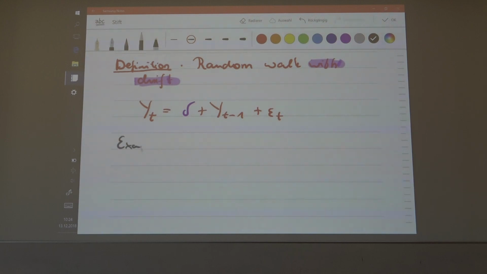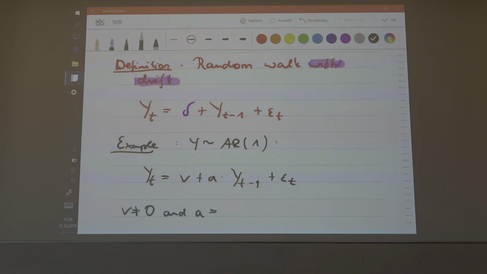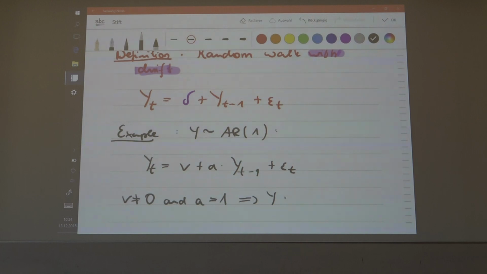So just an example, let's say you have y, okay? So let's say y is an autoregressive process, the first order autoregressive process, basically the same thing. So you have a constant plus a times y_{t-1} plus the noise. And here, of course, the constant is not equal to 0, but let's say the coefficient a is equal to 1. So in that case, you have a random walk with drift, okay? So of course y is a random walk with drift, obviously.